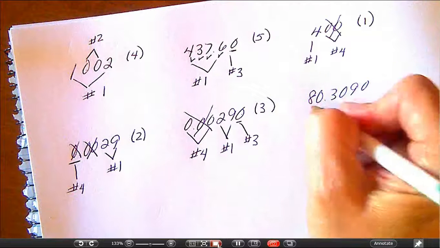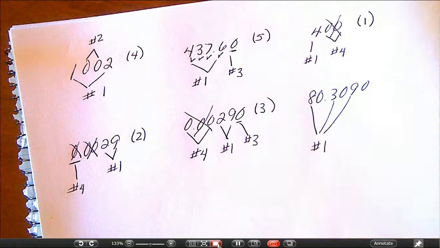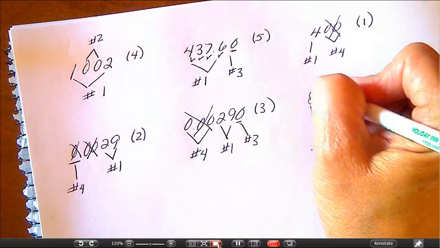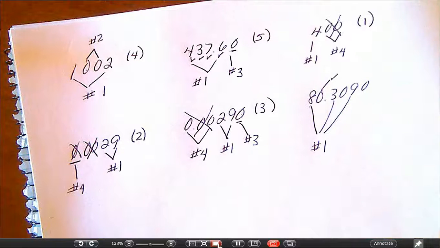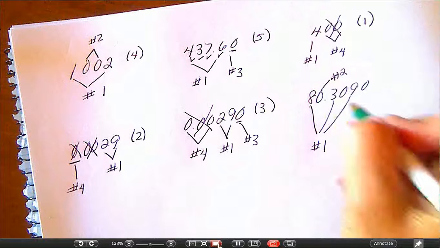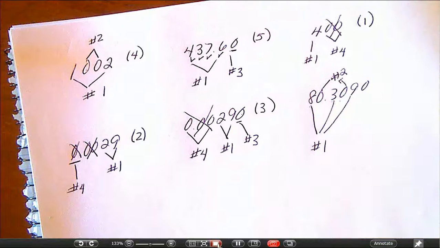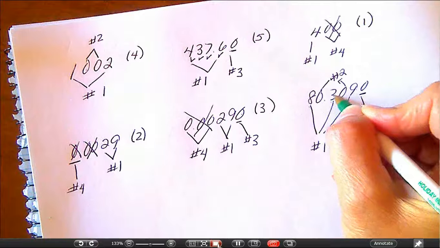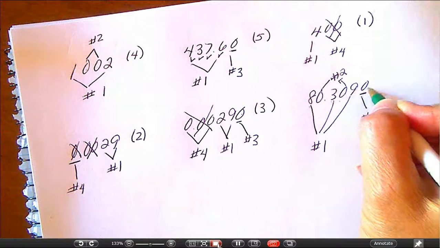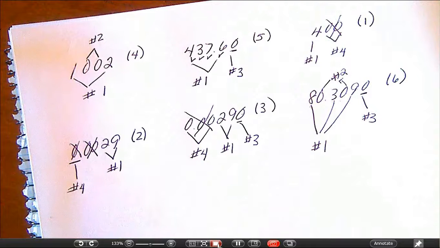Last number. 8, 3, and 9, all significant because of rule number 1. 0 is sandwiched between the 8 and the 3, so it's going to count because of rule number 2. Same thing for this 0, sandwiched between the 3 and the 9, so it also is going to count. Final 0 behind the decimal. Rule number 3. 1, 2, 3, 4, 5, 6. 6 significant digits. I hope this helps you better understand significant digits.